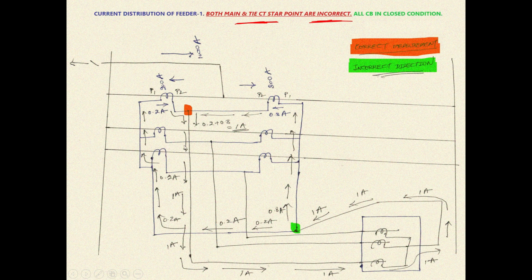Once the star points are formed, you connect the R phase CT of the main bay with the R phase CT of the tie bay, and one wire will be connected to the relay coil. Similarly, the Y phase CT of the main bay will be connected with the Y phase CT of the tie bay, and then one wire will be connected to the Y phase coil. The B phase CT of the main bay will be connected with the B phase CT of the tie bay, and one wire will be connected to the B phase relay coil. And the star point of the main CT and the star point of the tie CT will be joined together, and one wire will be connected to the neutral coil of your relay.